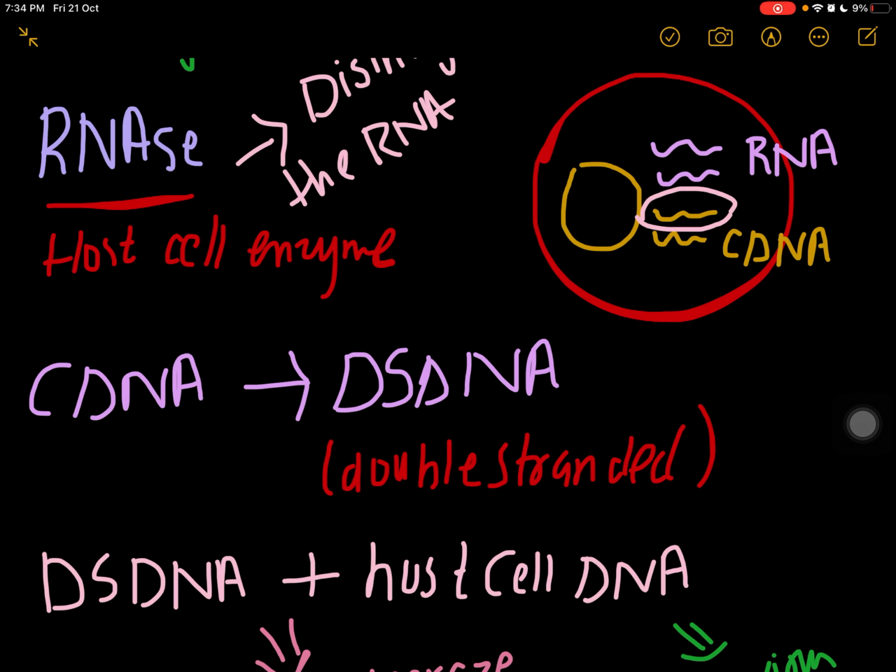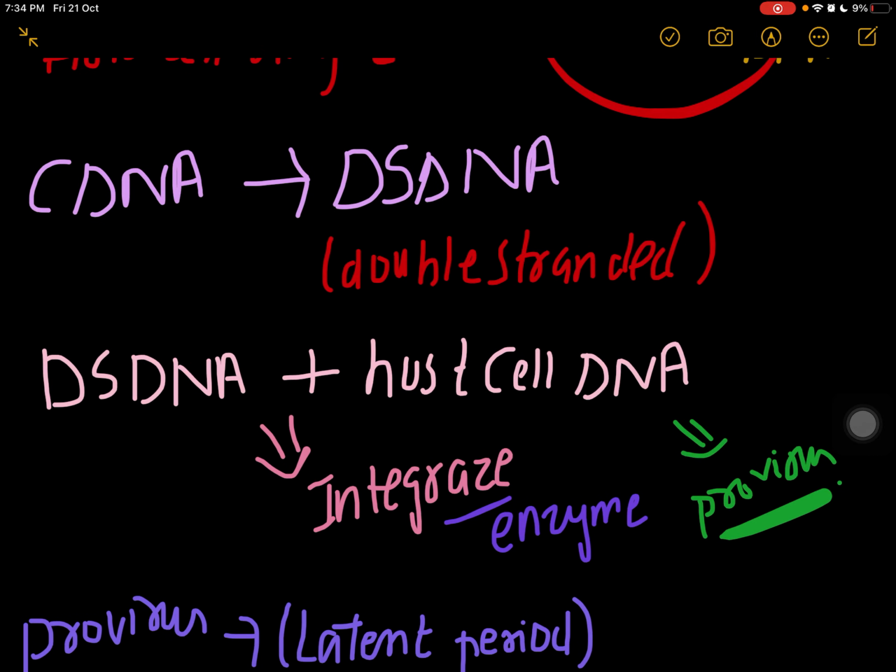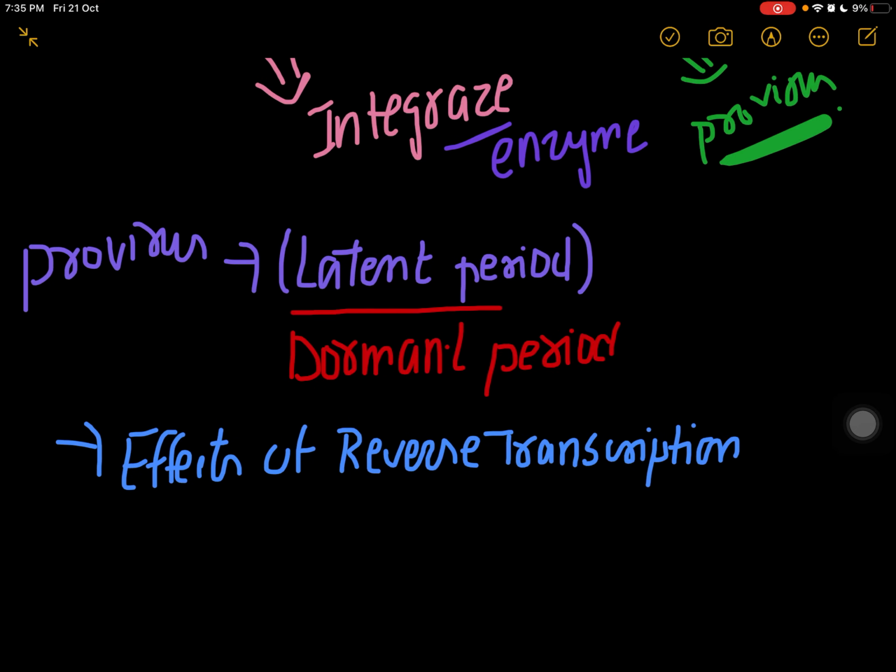Now the cDNA will be converted into double-stranded DNA, and then this double-stranded DNA will join the host cell DNA to form provirus with the help of an enzyme known as integrase, which is the enzyme of the HIV, right? HIV has brought this enzyme known as integrase, and this whole process is known as integration, in which double-stranded DNA joins the host cell DNA and forms provirus. And provirus often goes into the latent period, dormant period. Why does it go into the dormant period, the latent period? Because of the effects of reverse transcription.